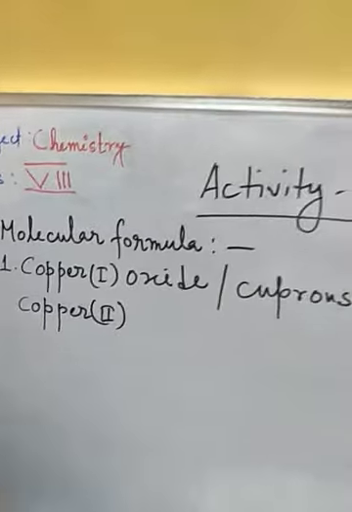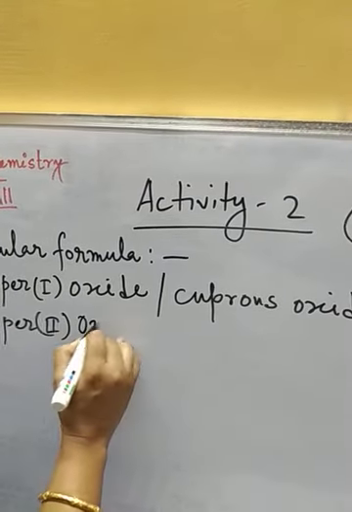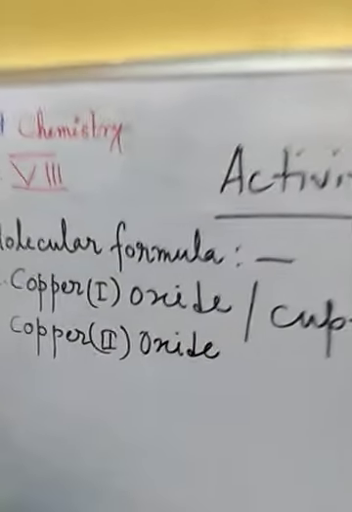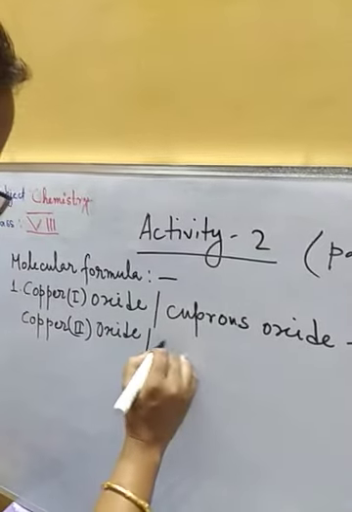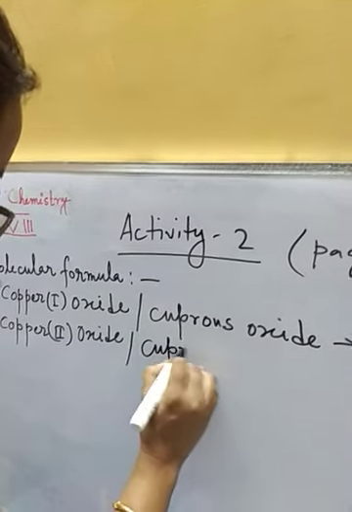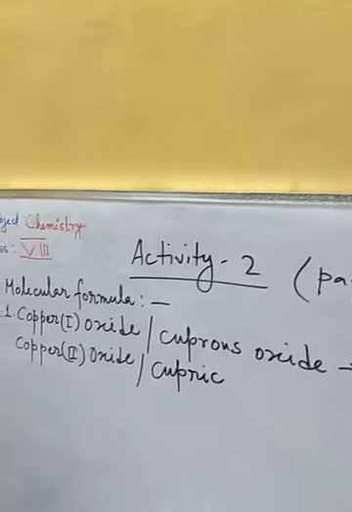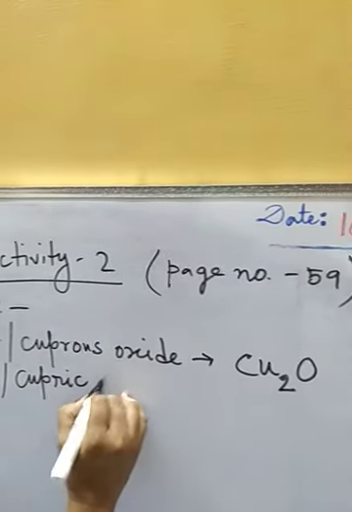Here copper is showing its +2 valency. Copper 2 plus ion will be there. So here copper is showing its 2 valency, that is cupric oxide.